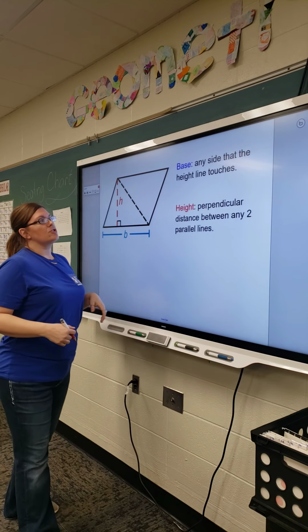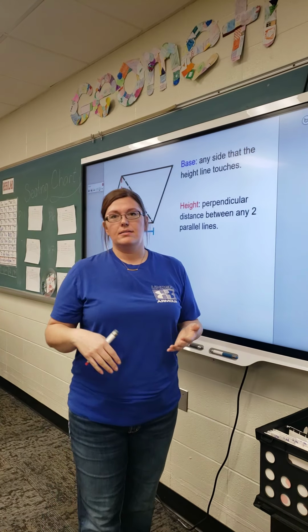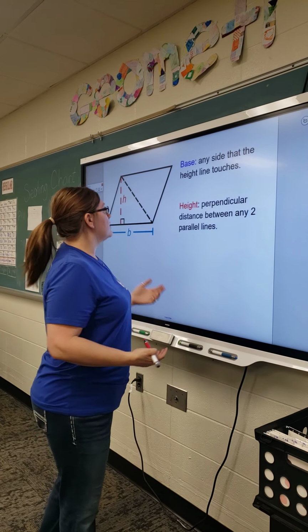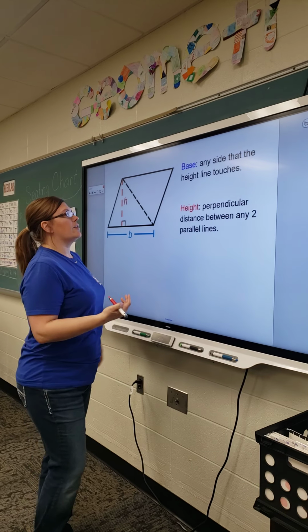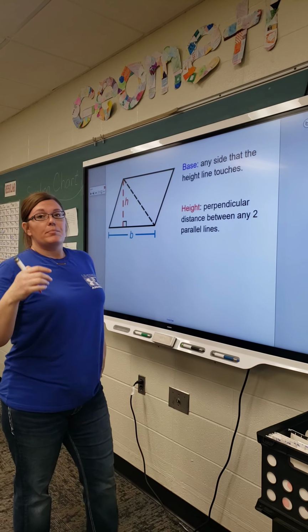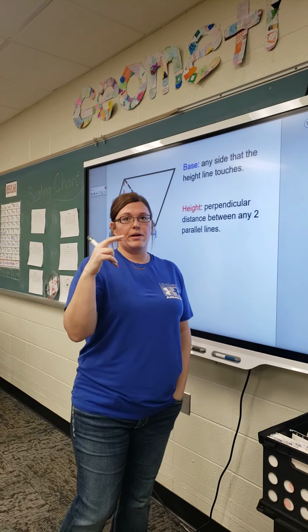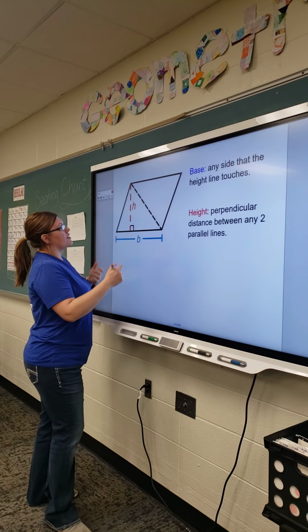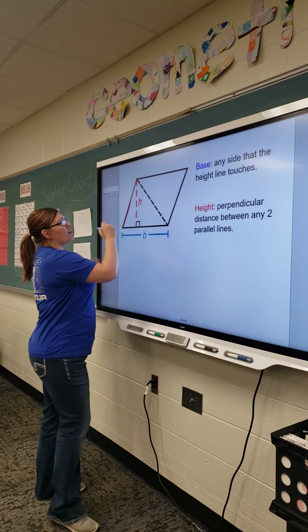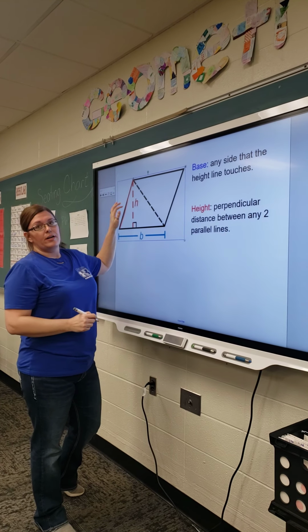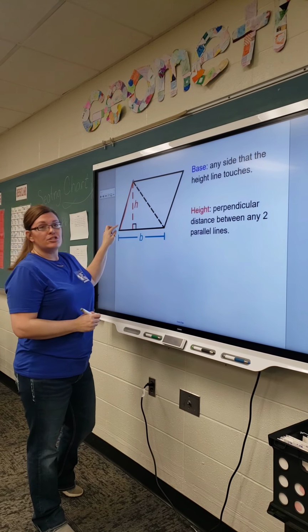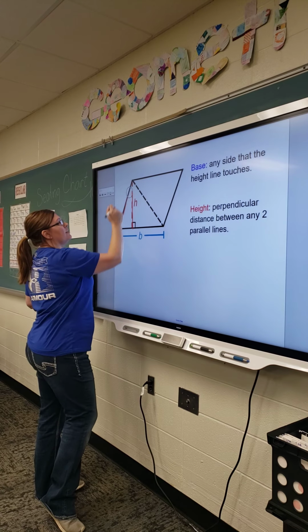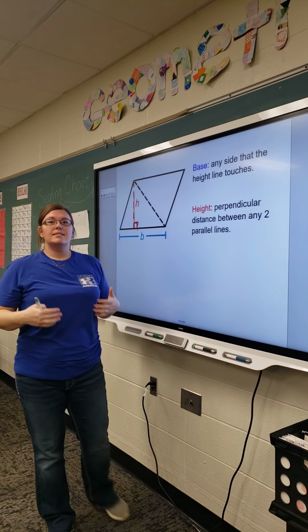The part you guys are gonna struggle with the most is determining what your height line is and what your bases are. So your bases are gonna be any side that the height line touches. They're gonna be parallel, obviously, because it's a parallelogram. And your height is gonna be the perpendicular distance between your 2 parallel lines. Remember, perpendicular means 90-degree angle. So when you take a look here, a lot of you are gonna wanna use this as your height line. Please refrain from doing that. Does this line hit your base at a 90-degree angle? It doesn't. Your height line is gonna be the one that connects to your base at a 90-degree angle.